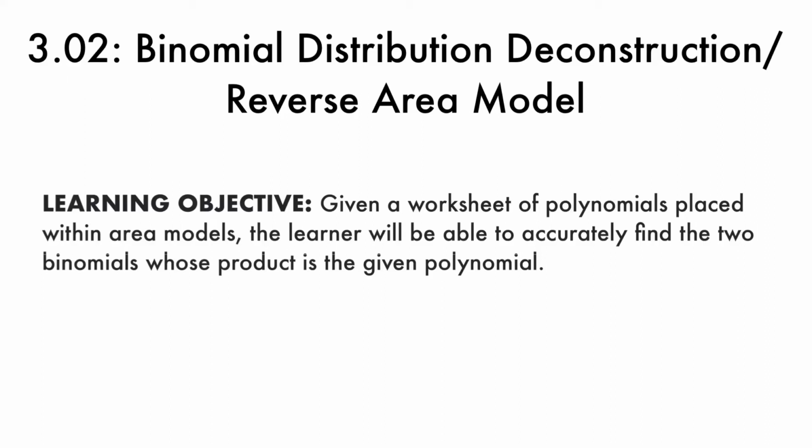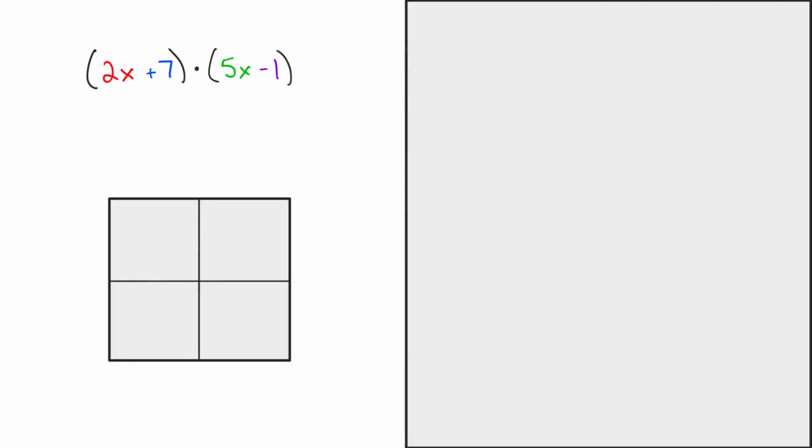In section 2 of chapter 3, we're going to be doing binomial distribution deconstruction, aka reverse area model. It does have another name that you'll probably be more familiar with, but those are what I'm going to be keeping to for at least the time being. Now, this is what we just got done doing.